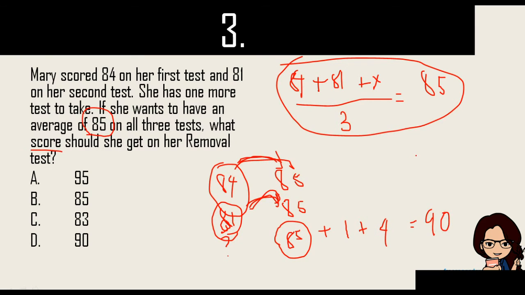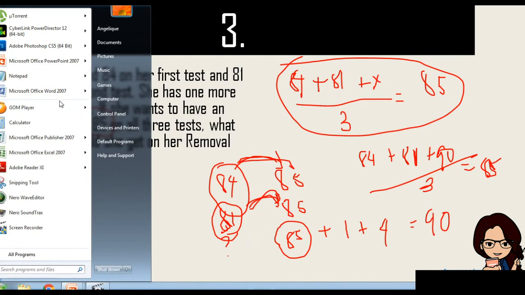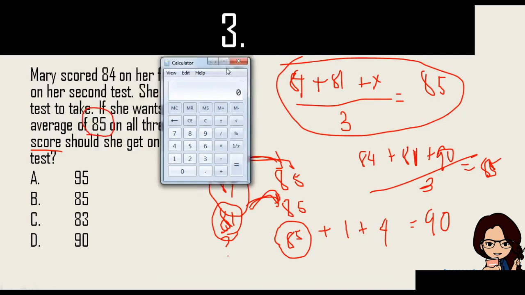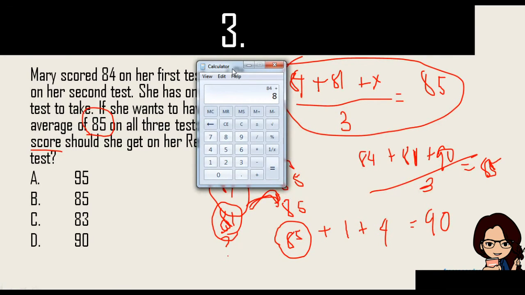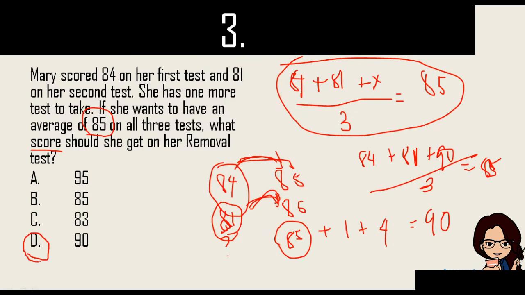Alright? Now, is our answer correct? Let's try it. So, it will be 84 plus 81 plus 90, all over 3, should be 85. Again, when you get to the exam, you don't need to check this. And to make our little exercise more valid, let's use the calculator. 84 plus 81 plus 90 is 255 divided by 3 is 85. So, if you see there, it's 85. We're right. The answer is letter D, 90.